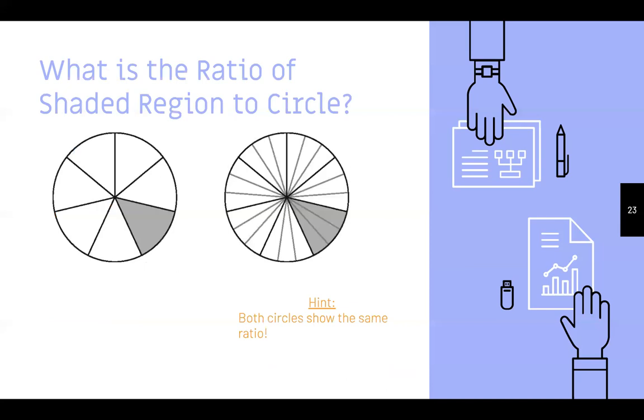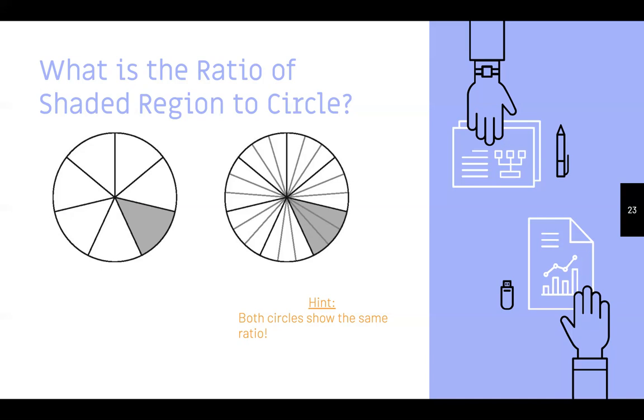So, let's try the ratio of a shaded region to the circle. There's a hint at the bottom: both circles show the same ratio. Now, the right one looks a little more intimidating, right? There are a lot more slices. So we can start with the left one and then work our way to the right one. Since both circles show the same ratio, it doesn't matter which circle we use.